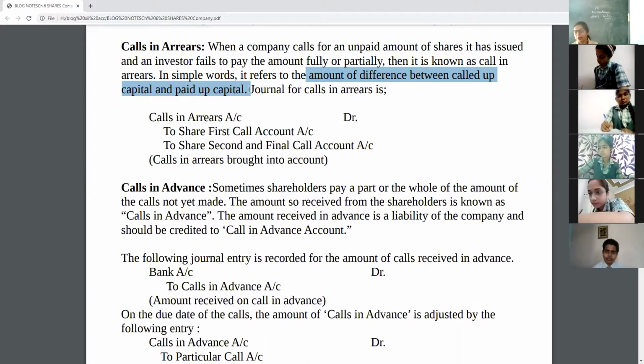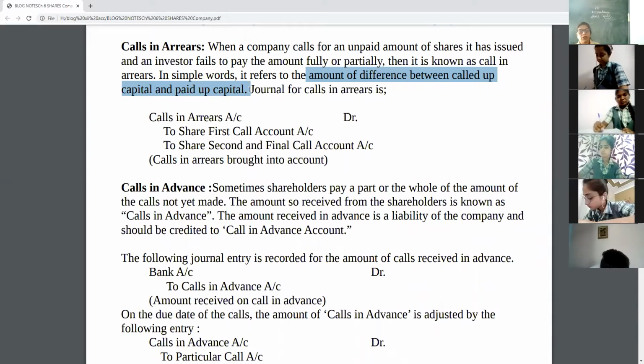Called up capital and paid up capital, I already explained to you: the amount called up by the company, and the paid up means the amount paid by the investor. If there is any difference between these two, that will be termed as calls in arrears. Calls in arrears means the investors or the shareholders failed to pay the amount fully or partially. This is known as calls in arrears.